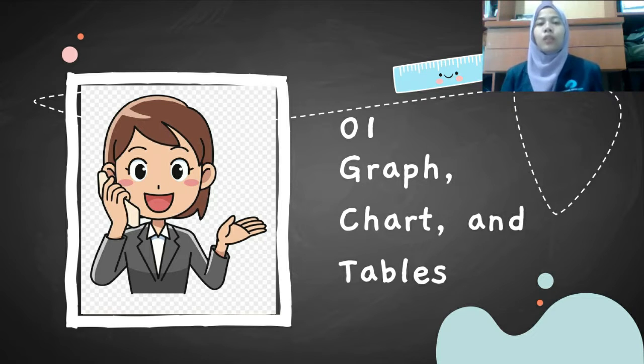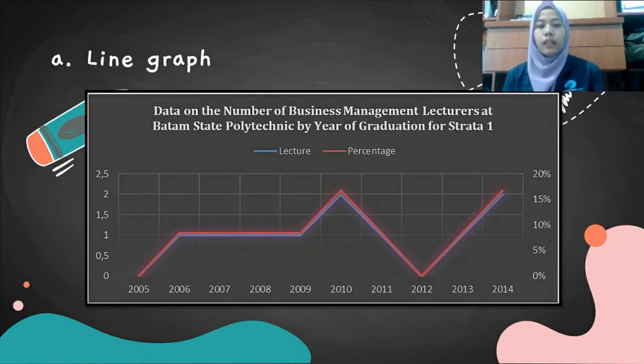Okay, first about graph, chart, and tables. A line graph. The line diagram presented above shows information on the data on the number of business management lecturers at the Batam State Polytechnic by year of Strata 1 graduation in 10 years from 2005 until 2014. Here we have 2 colors of the line diagram, with the blue one representing the number of lecturers who graduate each year.